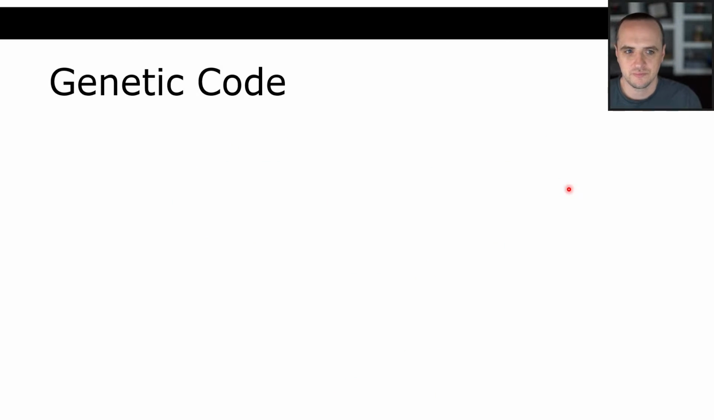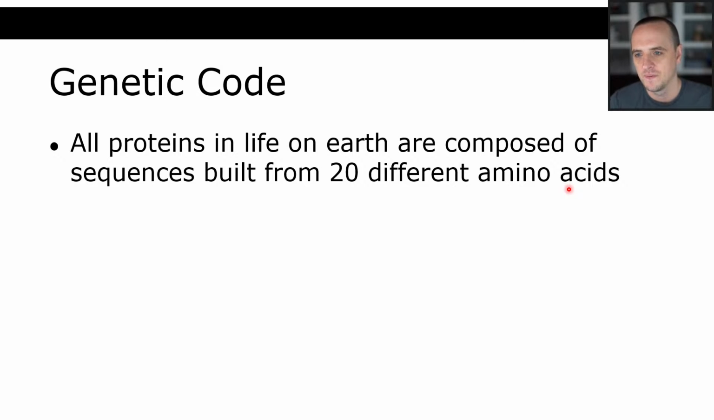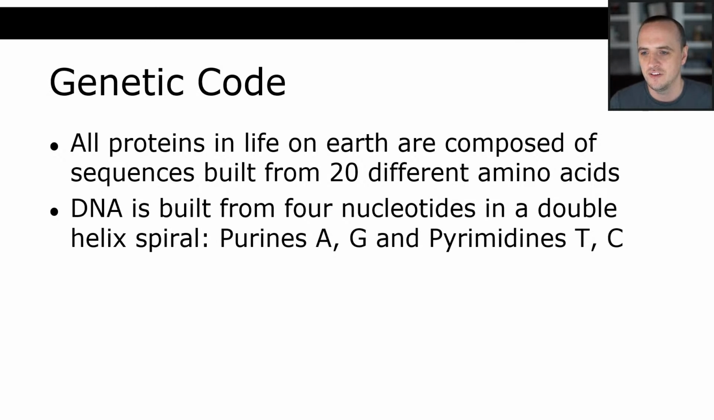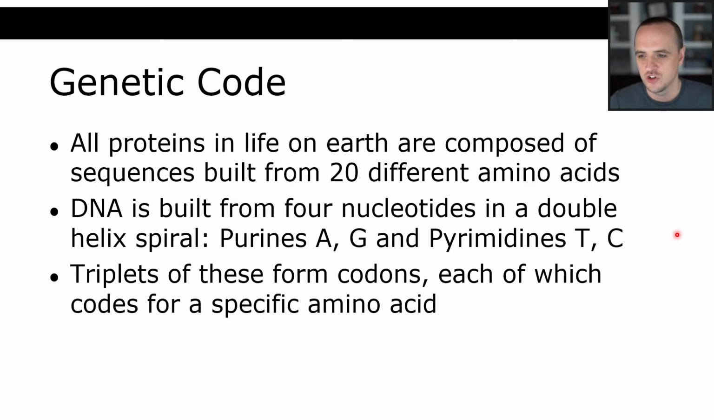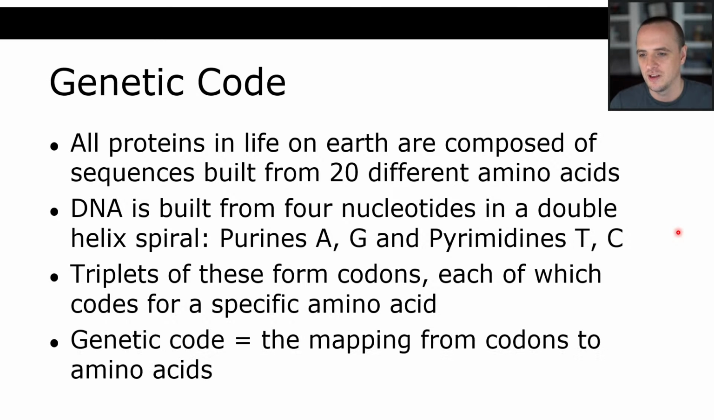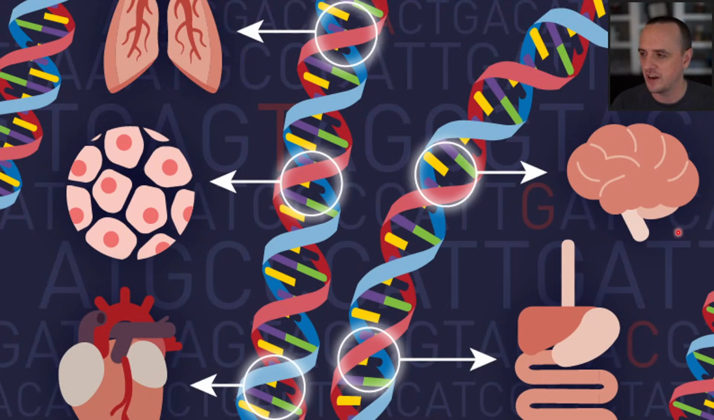Okay, so all proteins in life on Earth are composed of sequences built from 20 different amino acids that we know of so far. DNA is built from 4 nucleotides in a double helix spiral: A, G, T, and C. Triplets of these form codons, each of which codes for a specific amino acid, and the genetic code is essentially the mapping from codons to amino acids. I should just take that slide out of there because it's just confusing. But essentially, genetic code tells the universe how to put us together.